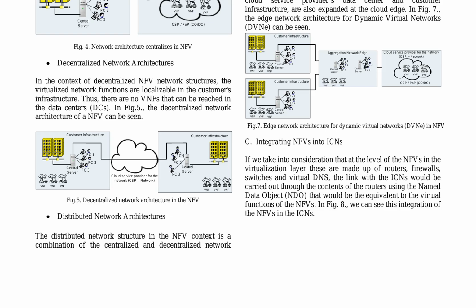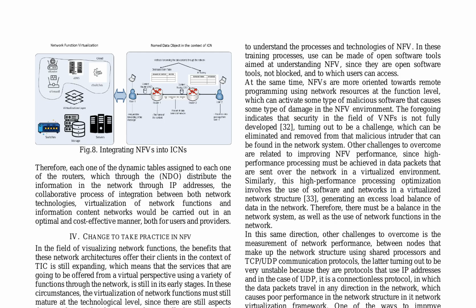Integrating NFVs into information-centric networks, ICNs, involves linking the virtualization layer with ICNs through the contents of routers using the named data object, NDO, equivalent to the virtual functions of NFVs. This integration is depicted in Figure 8. The integration of network function virtualization, NFV, and information-centric networking, ICN, is a promising approach to optimize network performance and provide benefits to users and providers. Figure 8 illustrates the integration of NFVs into ICNs, enabling the collaborative process of integration between both network technologies.